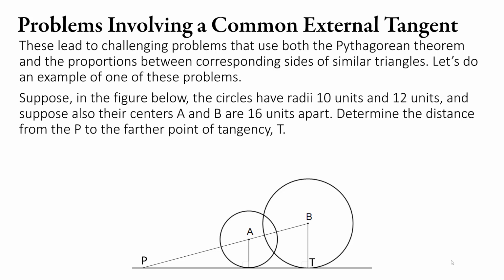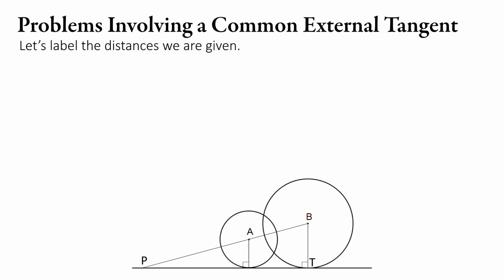So let's look at one example of a problem like this. In this figure below, the circles have radii 10 and 12 units, and we're also going to suppose their centers A and B are 16 units apart. Determine the distance from P to the farther point of tangent, T. So we're going to find the distance from P to T. So first let's label all of these distances. The radii were 10 and 12. This distance from here to here is 16.